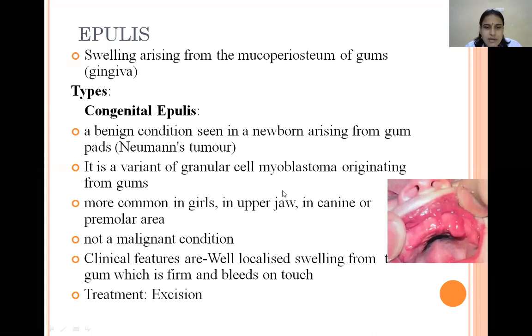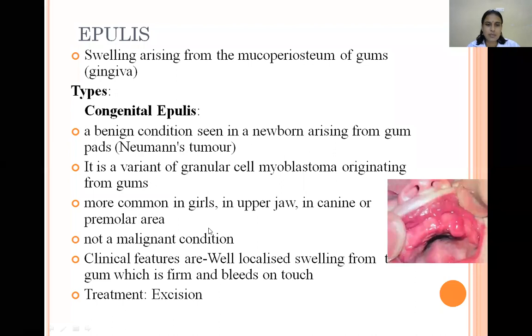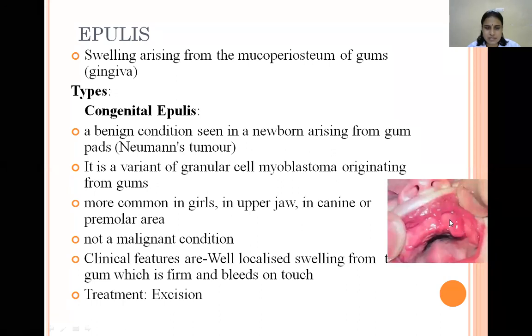Okay, so it's nothing but a variant of granular cell myoblastoma, which originates from the gums. It's more common in girls and more common in the upper jaw, usually in the region of the canines or the premolar area. So, on the lateral aspects. It is not a malignant condition. Clinically, there is a well-localized swelling arising from the gums, which is firm and it bleeds on touch. Simple excision of this lesion will subside the symptoms.